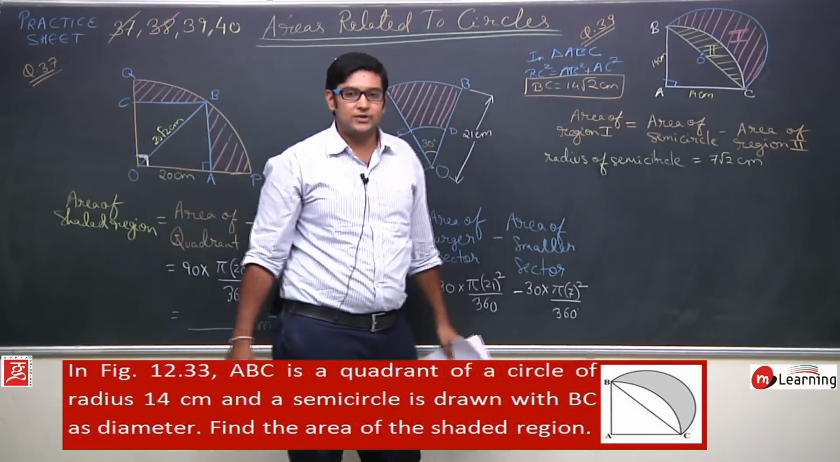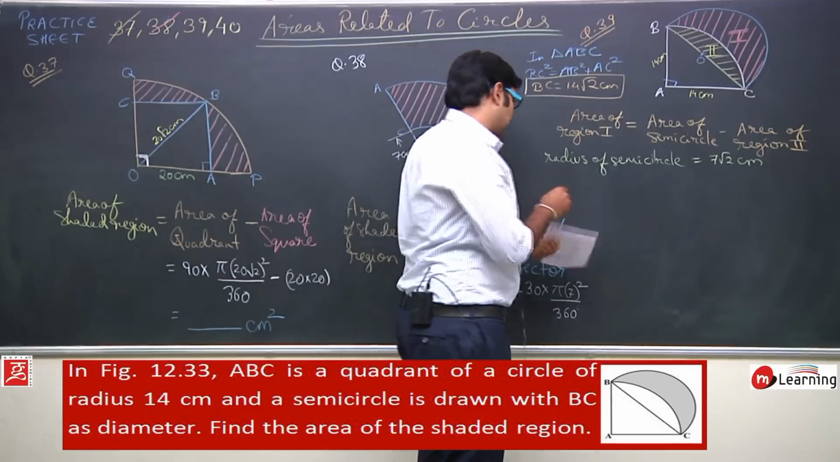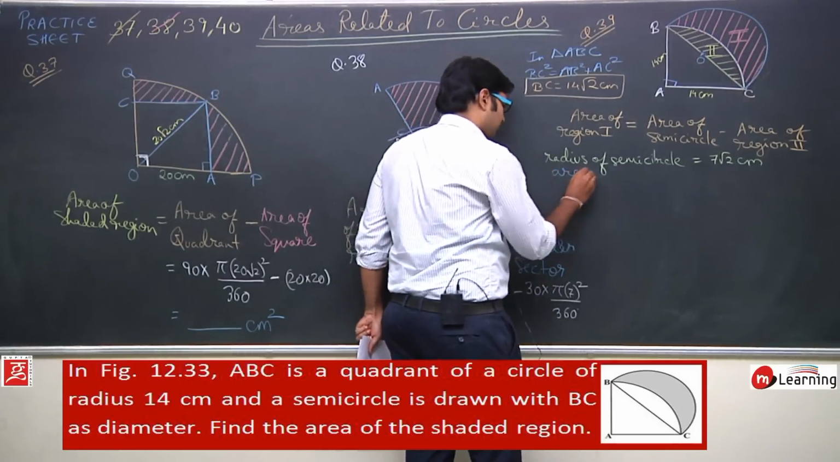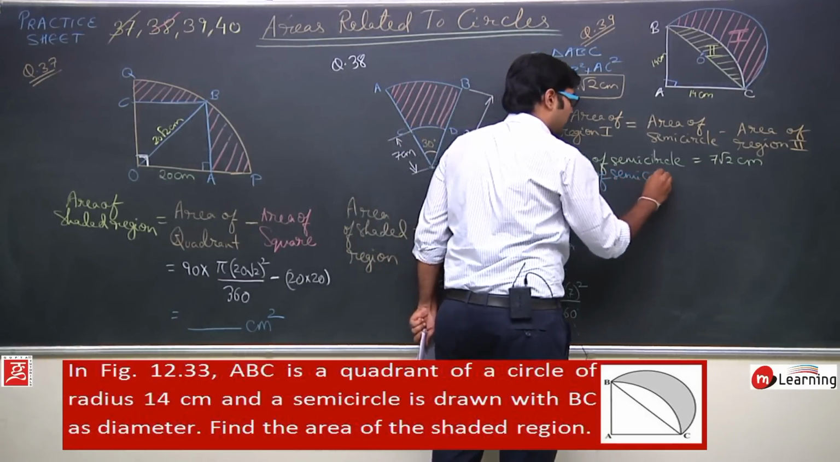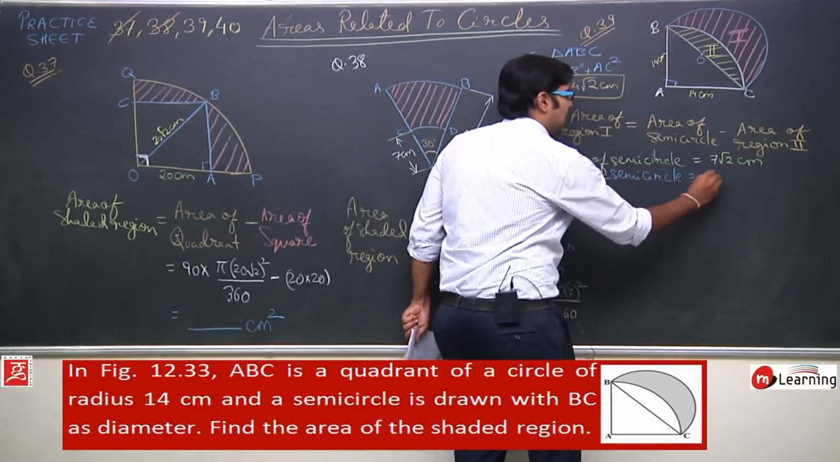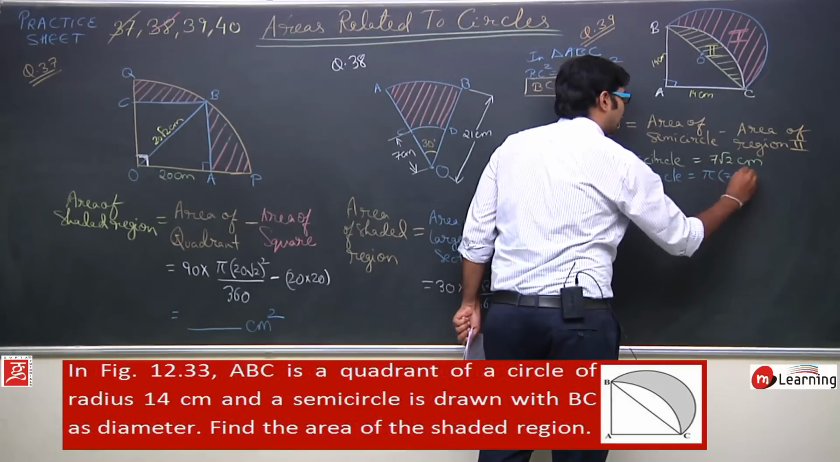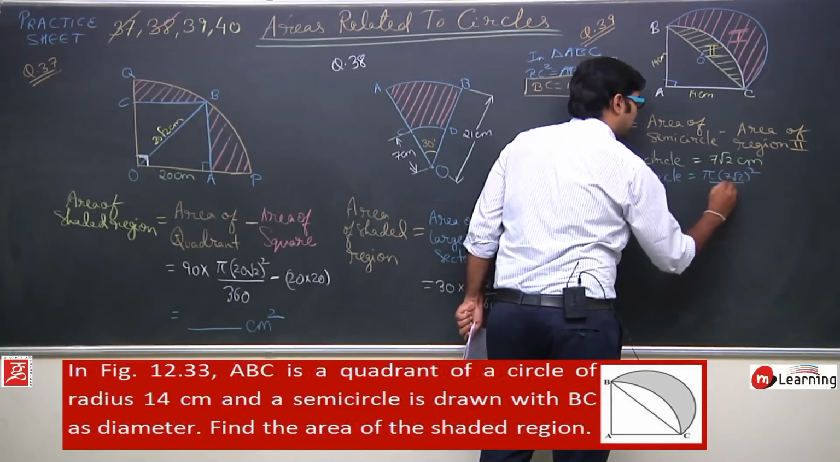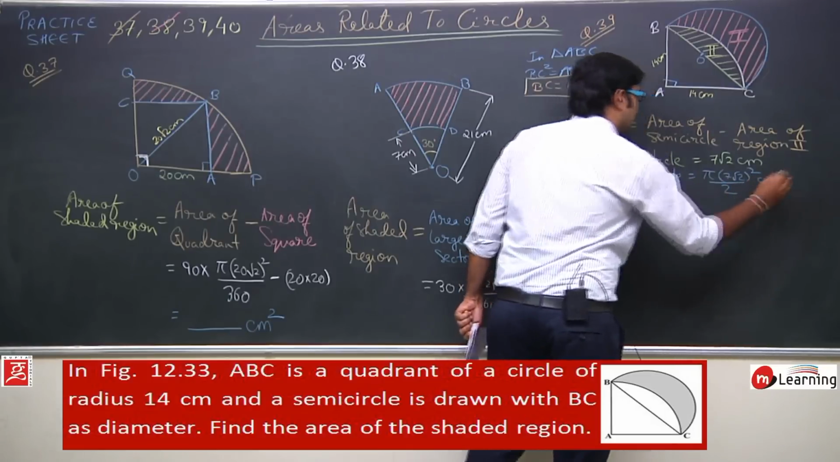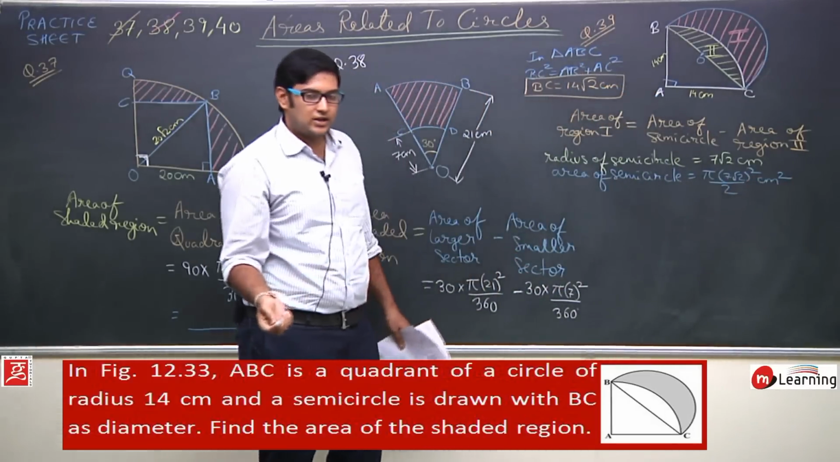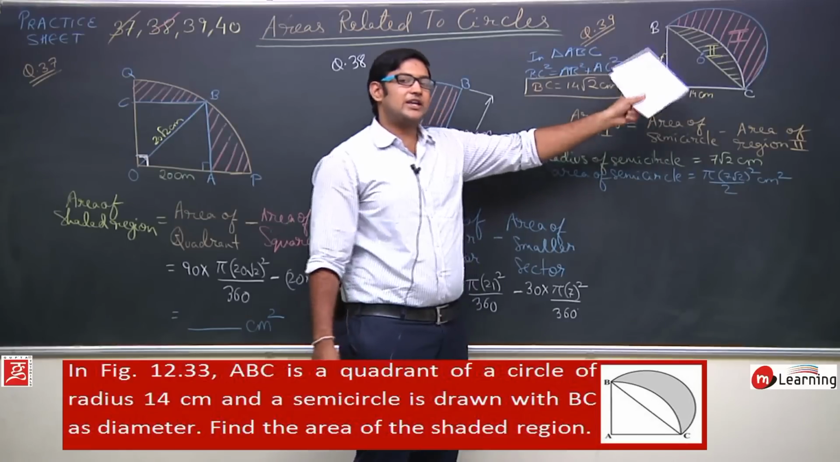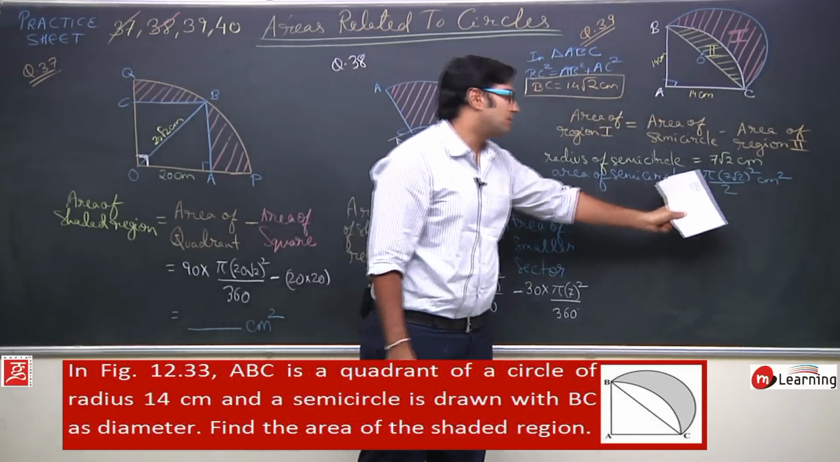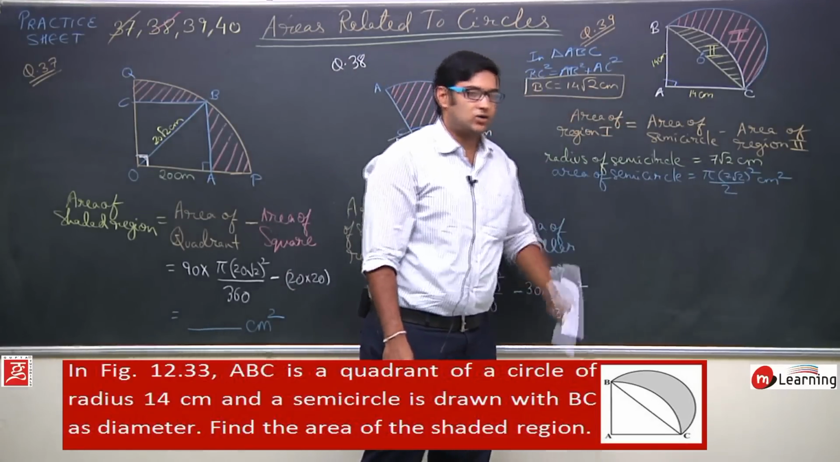Now what is the area of the semicircle? Area of semicircle is equal to pi into 7 root 2 whole square by 2 centimeter square. Area is what? Pi r square. It's for the complete circle. I have the semicircle, so the area of the semicircle will be half of pi r square, so pi r square by 2.